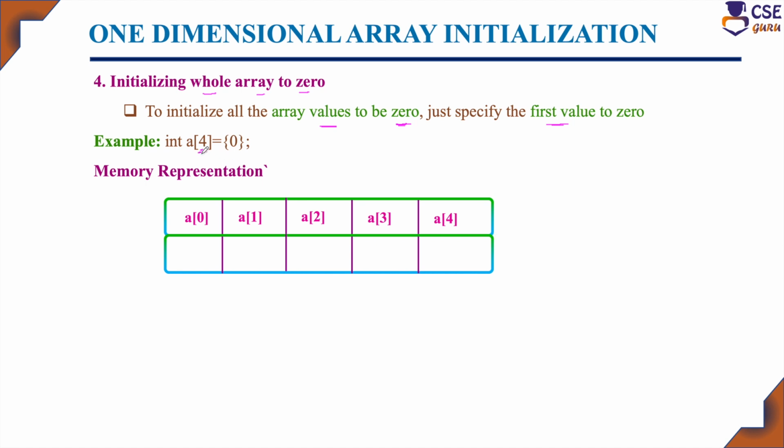So here, int a of 4 means totally 4 memory locations are allocated, and only one value has been specified, that is 0. What is the meaning? All the declared memory locations will be initialized to 0. Only one 0 is enough. It is not required to specify 0, 0, 0 likewise. Only one 0 is enough to initialize all the allocated memory locations in an array. So this is initializing the whole array to 0.